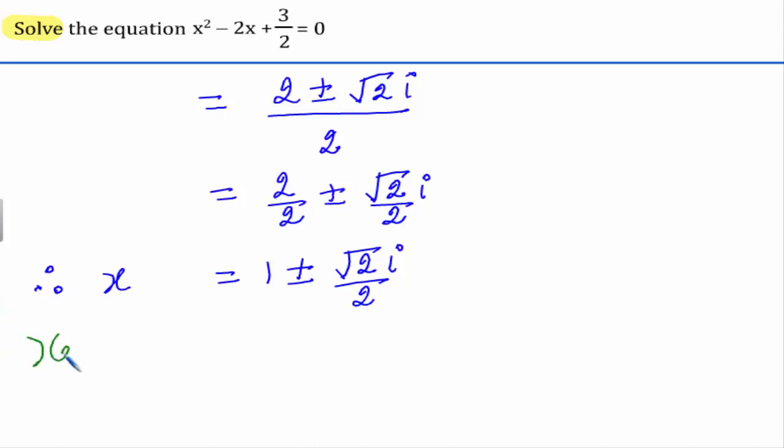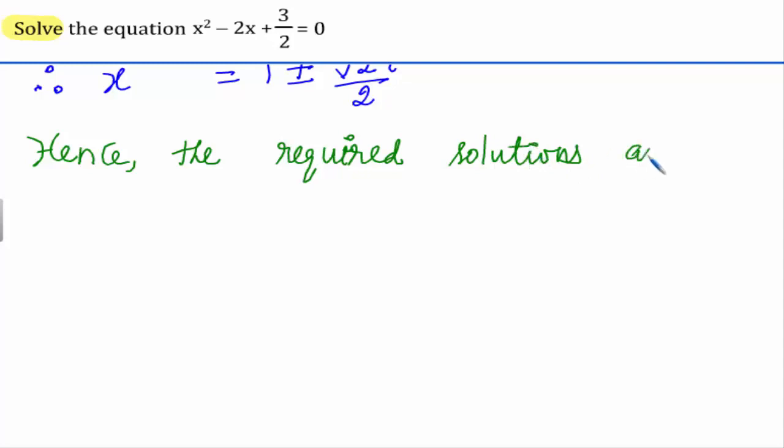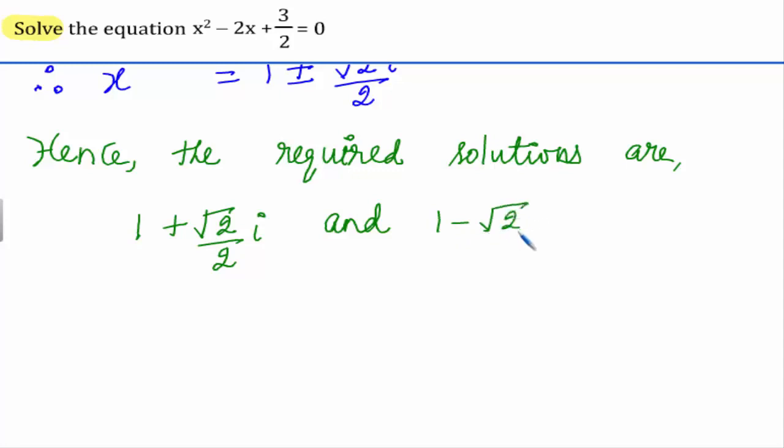Hence, the required solutions are 1 plus root 2 by 2 i and 1 minus root 2 by 2 i. This completes the solution.